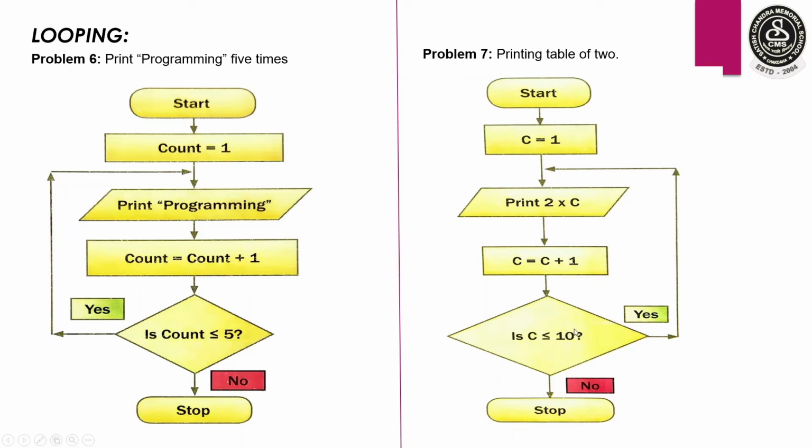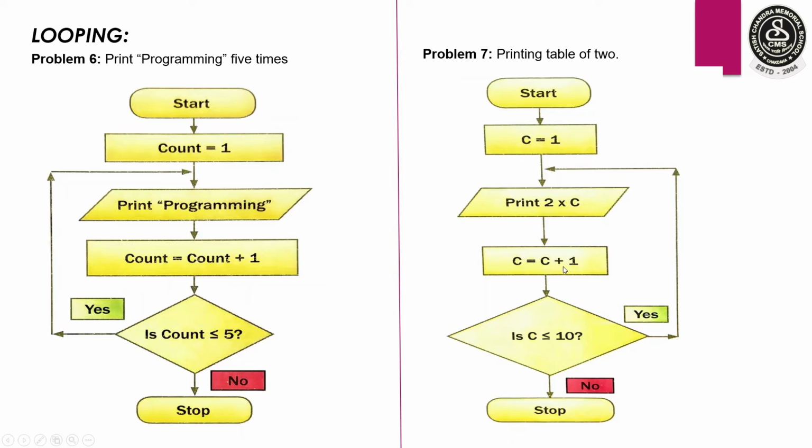Definitely 2 is less than or equal to 10. So the answer will be yes. Then it will come to the same point. And now the value of c is 2. So print 2 into 2. That means it will print 4. After printing 4, it will come to this step, c equals c plus 1.